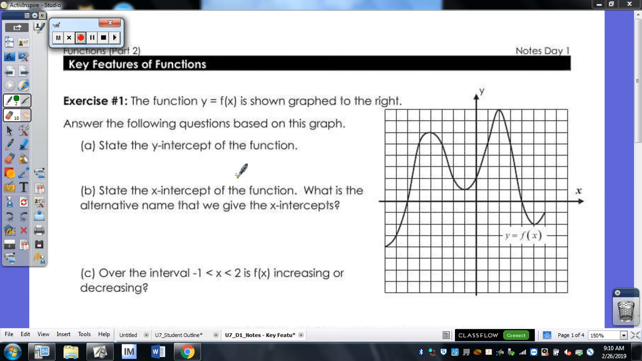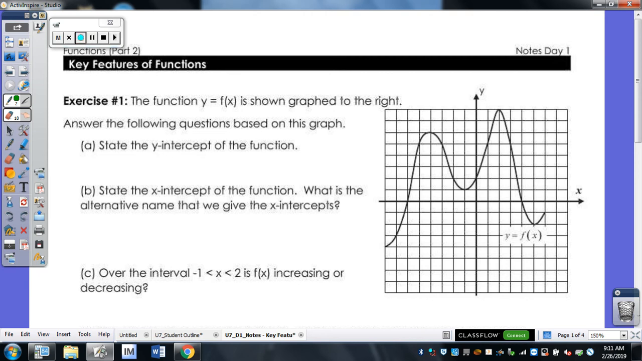So some of our key features, as you see as we go through this, you've been talking about these ones for a long time. Some of them are still a little bit newer, so we'll be going over those. So over here we have just the graph of a function drawn for us. As you notice, there aren't any arrows, so these have a distinct start and stop point to it. It doesn't keep going on forever. So we're going to answer our questions based off of that graph.